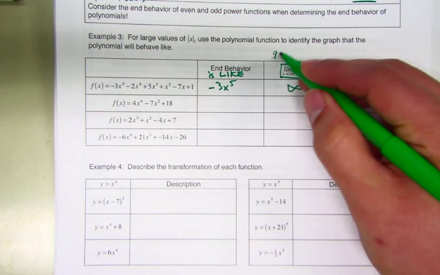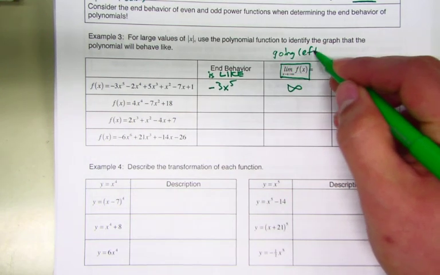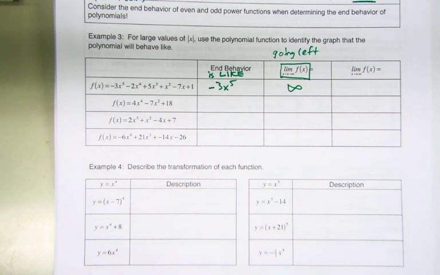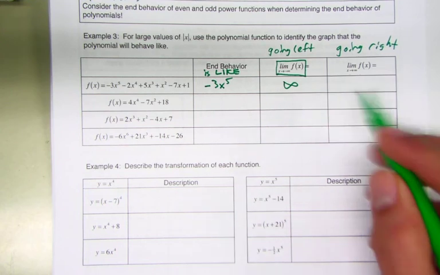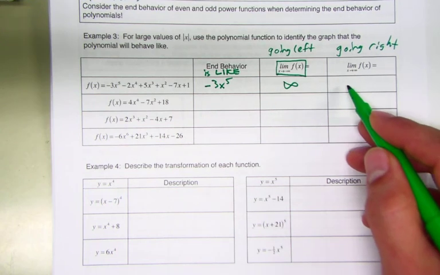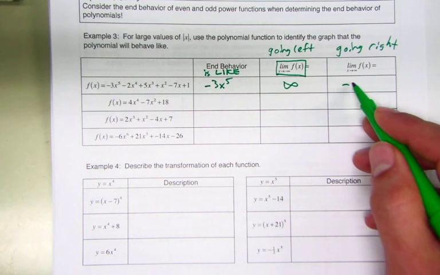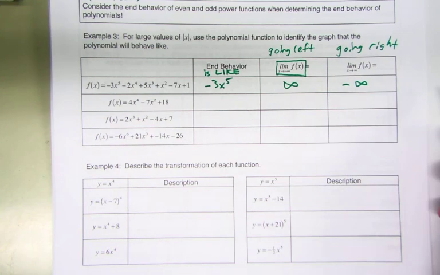So here we're going left. Okay, if we go left, the graph's headed up, right? Because it's backwards. Here we're headed right. So as we go to the right, what's the graph doing now? It's decreasing, so it's going to negative infinity. You guys kind of see how that works?